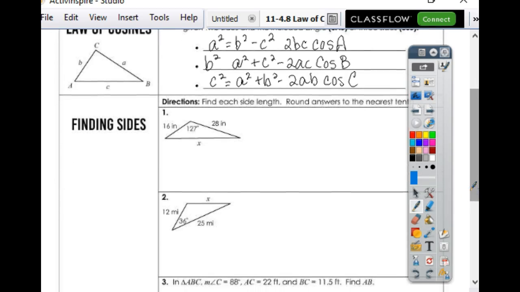So here I have side-angle-side, and I'm looking for this side, the one across from the 127. If it's across from 127, that's going to go on one side by itself. Then I'm going to use the other two sides. So I'm going to take 16 squared plus 28 squared minus 2 times 16 times cosine of 127.